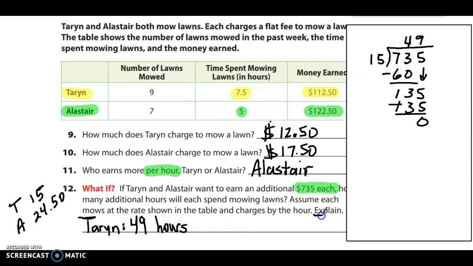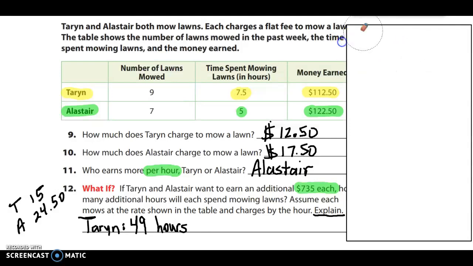And it says explain, but if you show this work right here, this is Taryn, that's going to be an acceptable form of explaining. I need to make a little space though, so you've seen that, you can copy that down, or you can do that on your own. Now I need to do Alistair. Alistair is going to take up just a tiny bit of space because it's a slightly more complicated division problem. It's $735 divided by $24.50. Now to make it easy, I'm not going to do $24.50, I'm going to do 24.5.